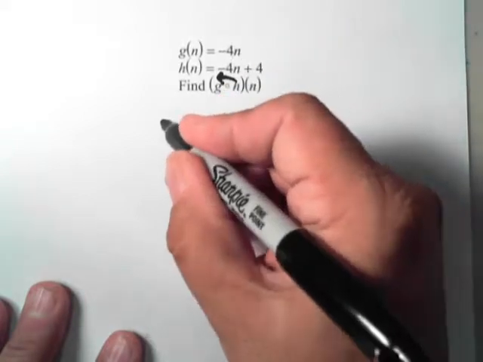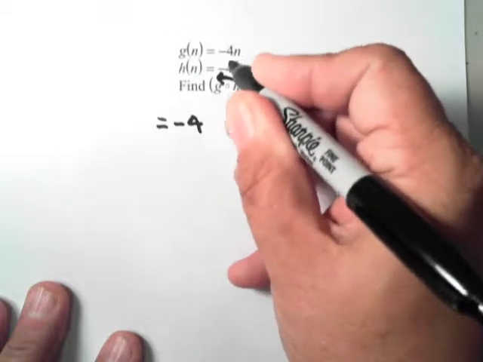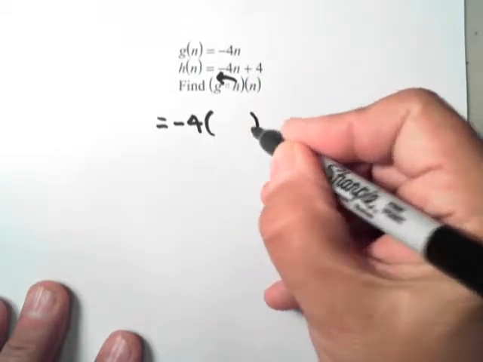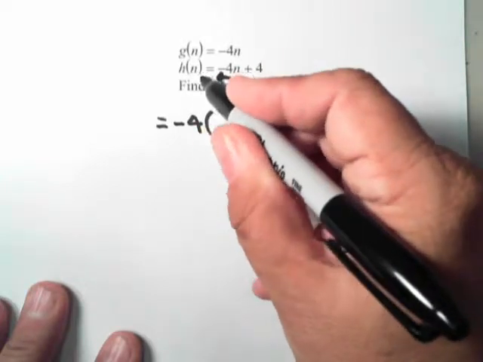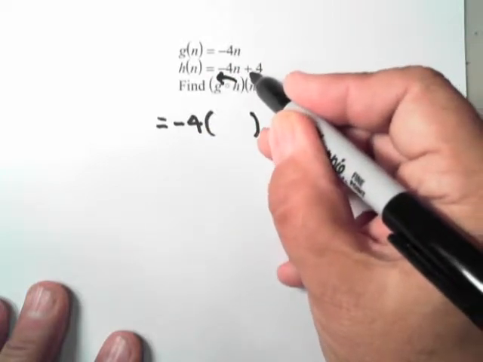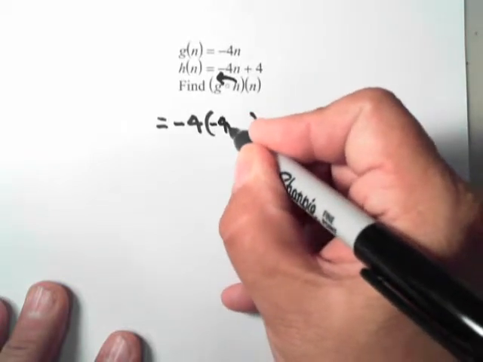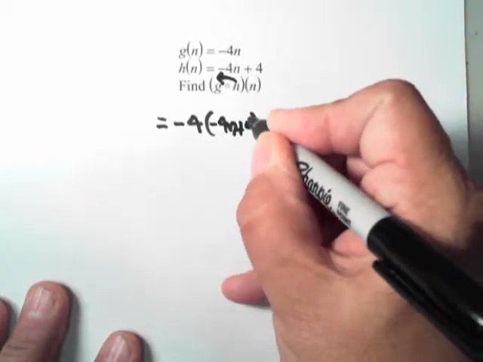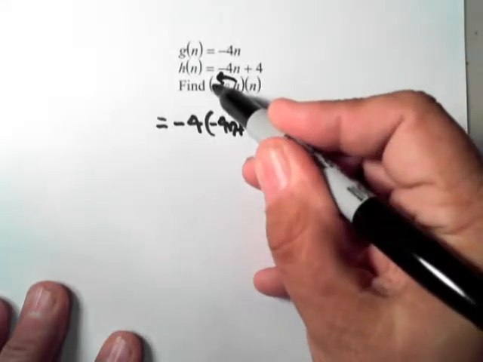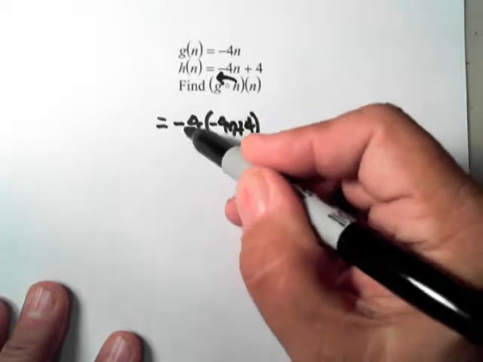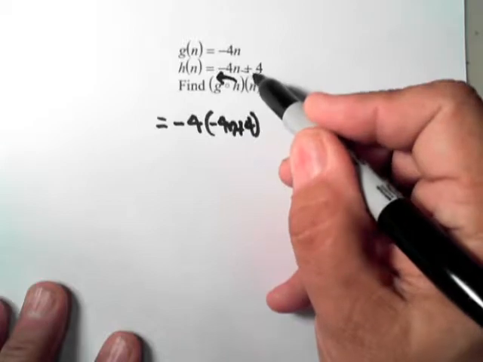So start by writing the first guy. We got -4, the variable is n, so I make a big hole for the n. And now what's going in and replacing that n? This whole function. So it's -4n plus 4. Okay, here it goes. Okay, so h gets plugged into g. That's what we did. We had the original g function. Where the n was, we replaced that with what h equals.